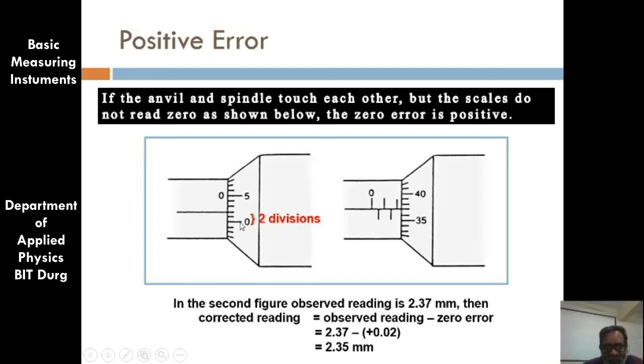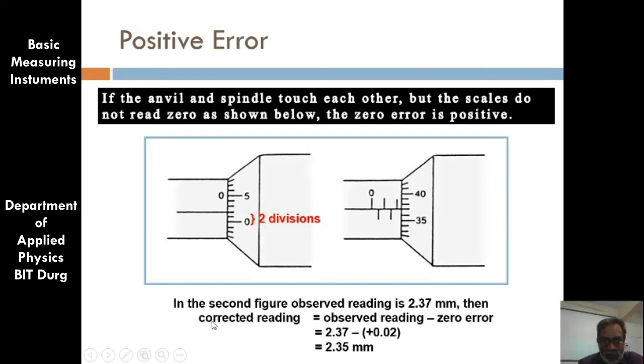Because this has not reached the reference line of the main scale, as is the case of the vernier calipers, this is going to be the zero error. And because the reference line of the head scale is still to move further to reach this, this is a positive zero error in the case of screw gauge. Positive zero error of 2 divisions. So obviously 2 divisions multiplied by least count, that is equal to 0.01 mm, gives 0.02 mm of positive error.